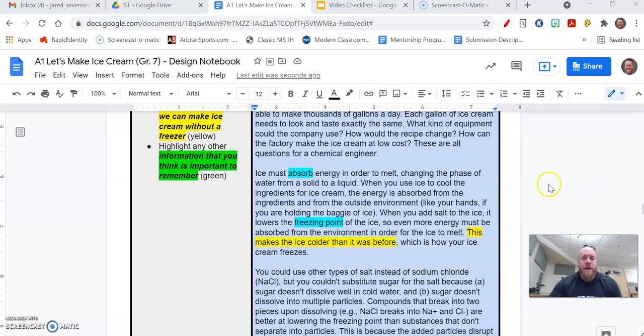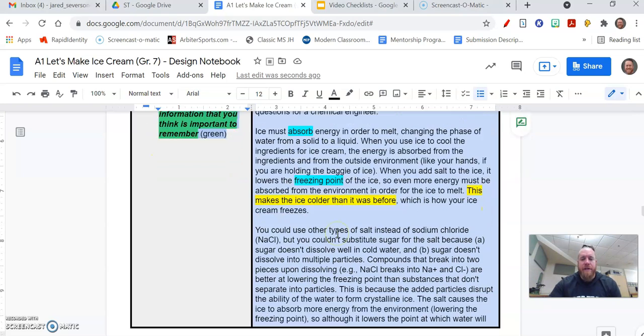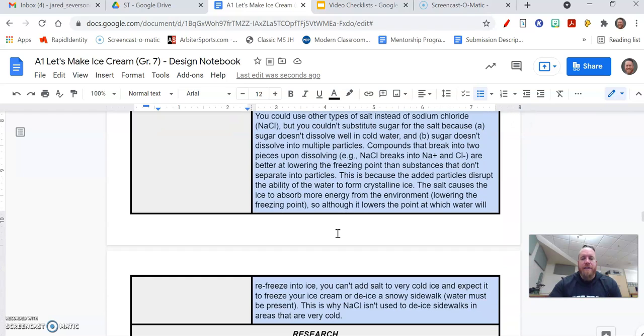All right, let's continue on. If there was other things that you thought, hey, that's kind of interesting, highlight that in green. Okay, that was one thing I didn't mention there. So let's go on to this last paragraph right here. So follow along with me.